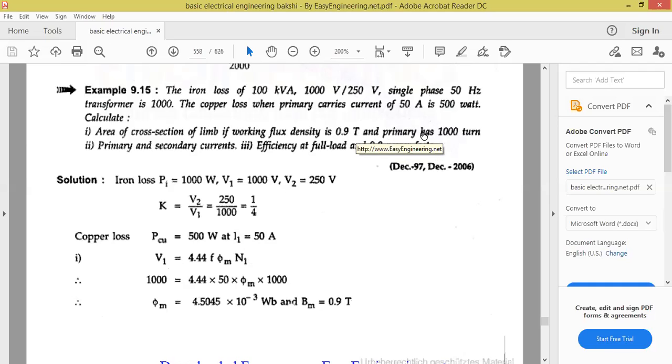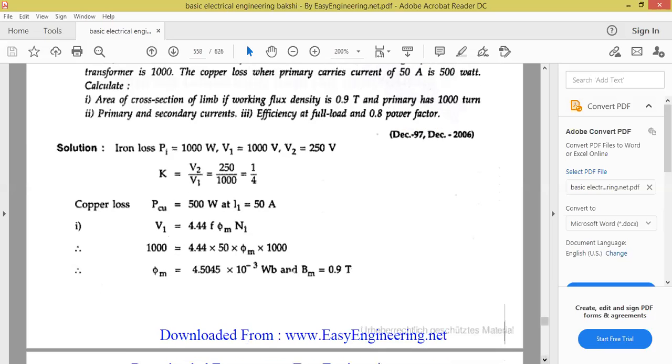0.9 tons and as a primary as 100 tons. Magnetic flux density, this one 0.9. So directly you can substitute your magnetic field intensity is equal to 0.9 into T. So K you can take for every V2 by V1 or E2 by E1. So we can calculate V1. We'll get magnetic flux density.